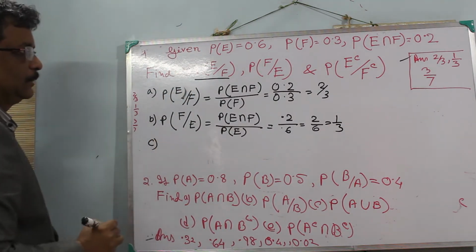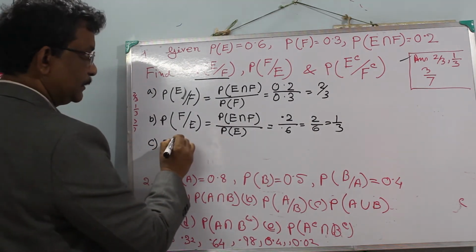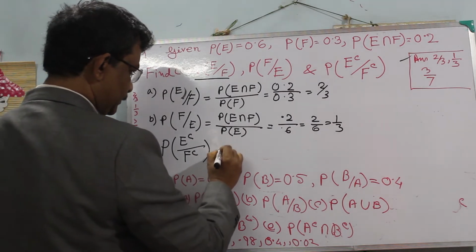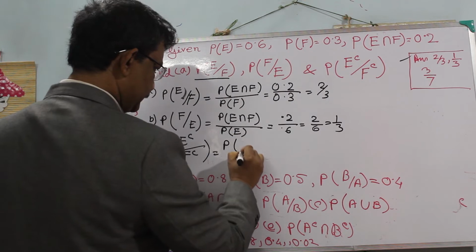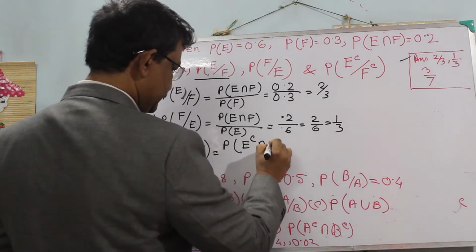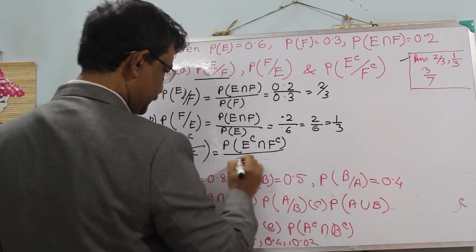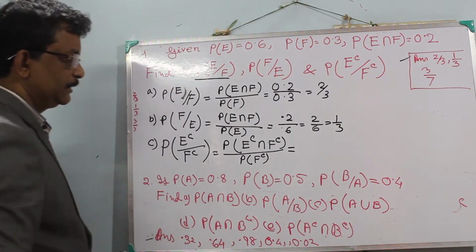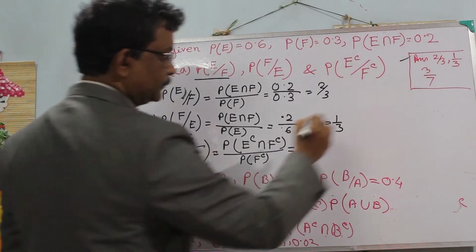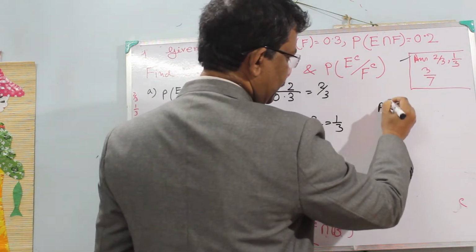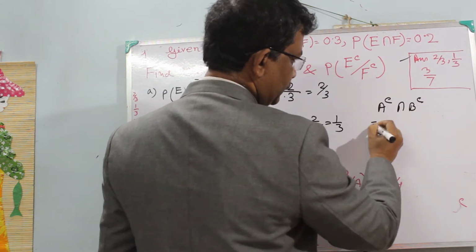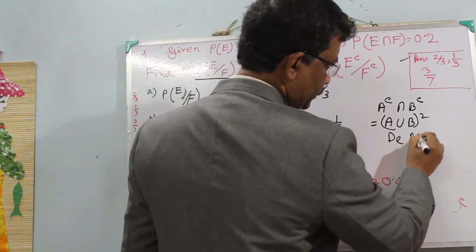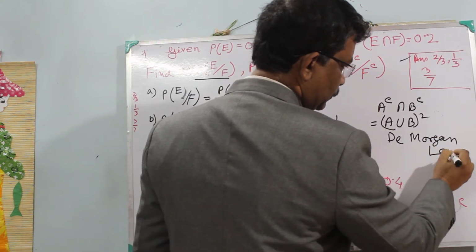Now see, probability of E complement given F complement. So this equal to probability of E complement intersection F complement divided by probability of F complement. So by De Morgan law, you know, De Morgan law says A complement intersection B complement equal to A union B, complement. This is De Morgan law. De Morgan law of probability.